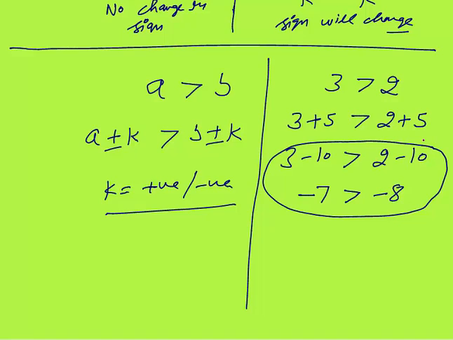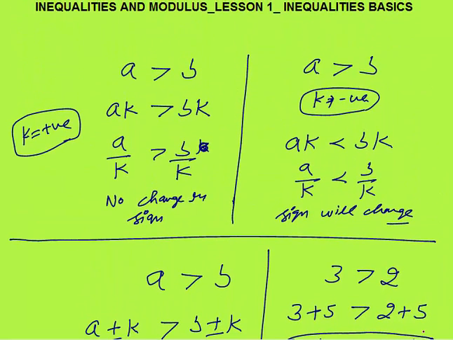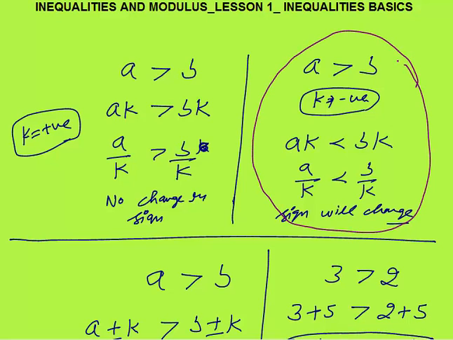Very important: in case of addition and subtraction, there is no sign change. If you add or subtract the same constant, the sign of inequality will not change. So this is the summarization. The sign of inequality will only change when you multiply or divide by a negative number. Otherwise, the sign of inequality will remain the same.